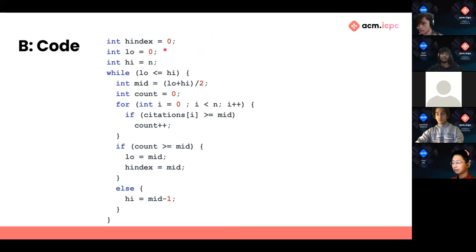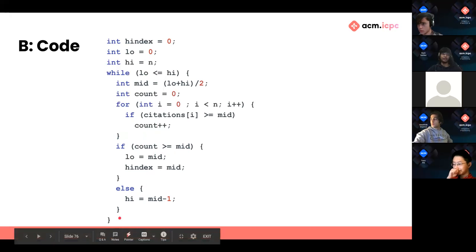Yeah. So if we look at the 0 case specifically, then count is never going to be greater than or equal to mid because count's always going to be 0. So it's going to keep on going until you exit out of the loop, and ultimately h index won't be changed. So h index will stay at 0, and then after the binary search loop is ended, you're just going to print out h index, and since it started at 0, you're going to print out 0 in that case.